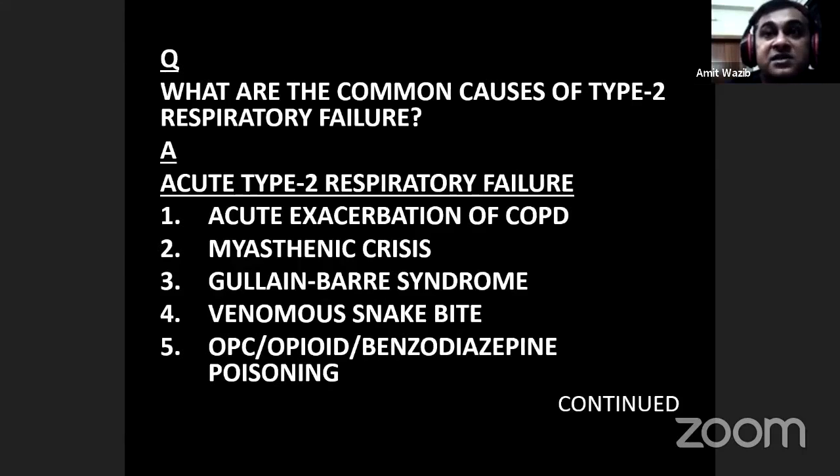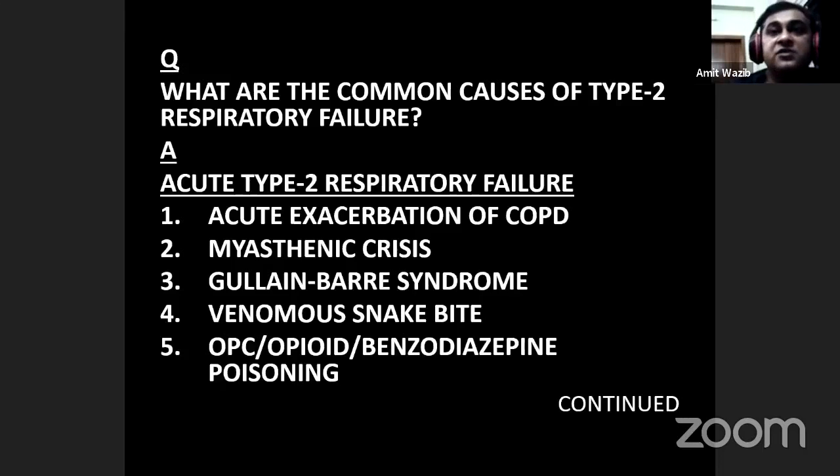I should rather say venomous snake bite, and then certain poisons that cause neuromuscular paralysis, like organophosphorus poisoning, opioid poisoning, and benzodiazepine poisoning. In fact, opioid and benzodiazepine poisoning depress the respiratory centers, and organophosphorus and carbamate poisoning cause dysfunction of the neuromuscular junction. So the mechanism is different, but the end result is the same, that is weakness of the respiratory muscles.